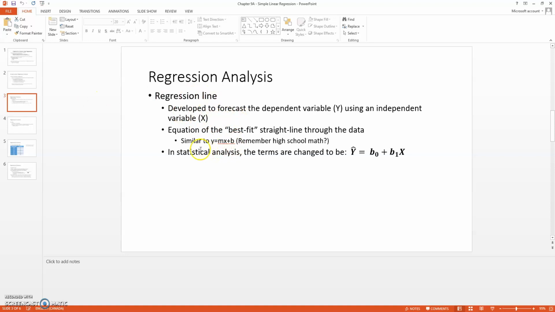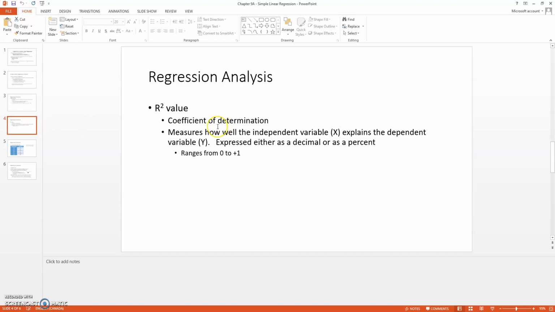Regression line. Similar to what you may have taken in high school math or other math classes, where you have y equals mx plus b. In stats, we rearrange those terms. So we have that y with that symbol, that means estimated y value, equals b0, which is the intercept, plus b1, the slope, times x. So that is our regression equation for simple linear regression. So we substitute in any value for x, multiply it by the slope, and add the value of the intercept to that, and we will get an estimated value for y.